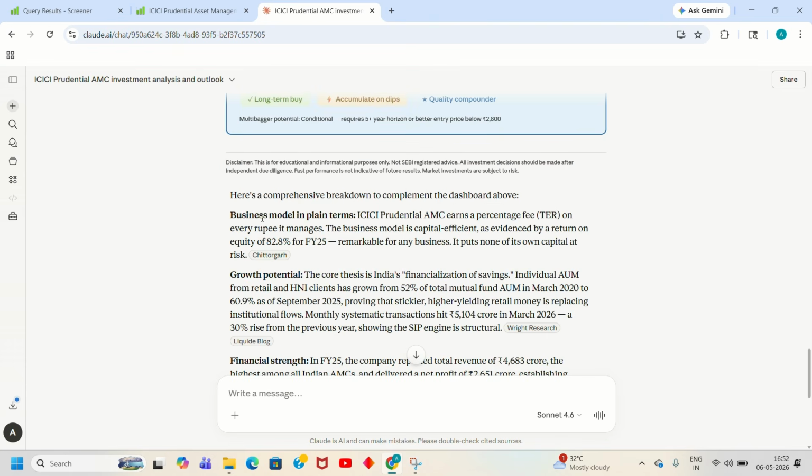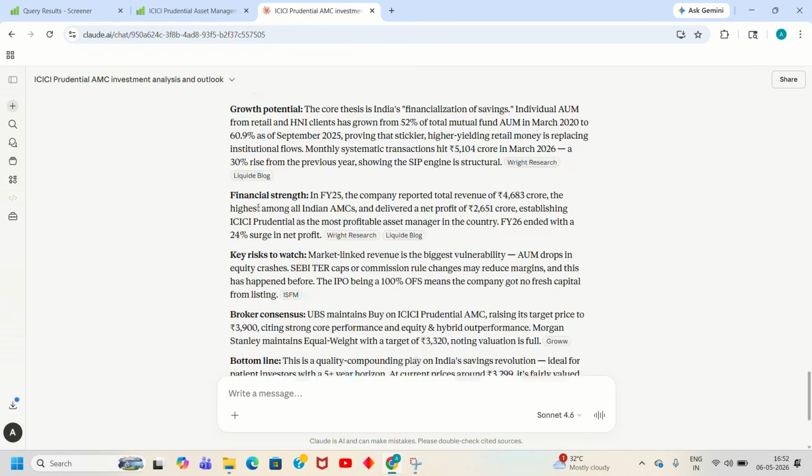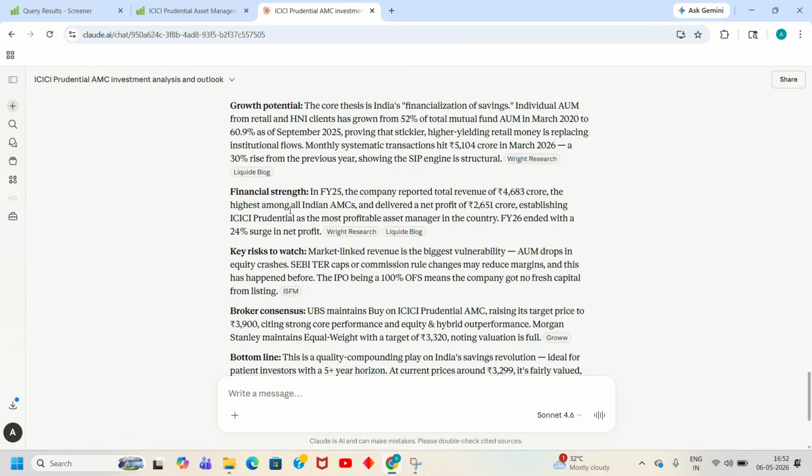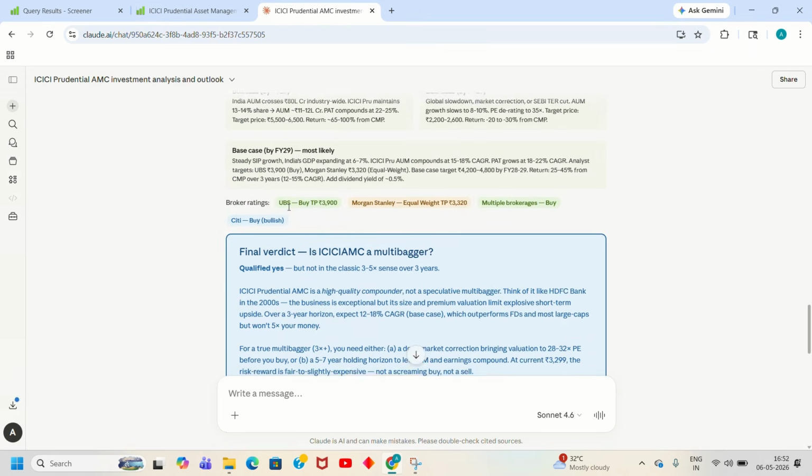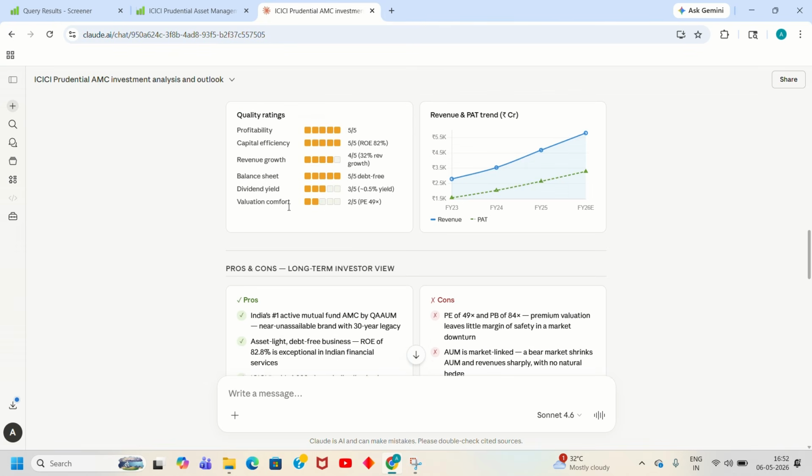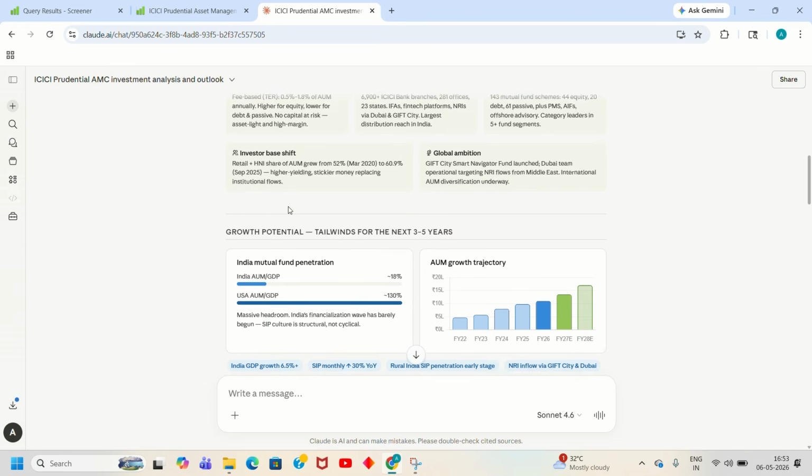So here they have also given a final verdict on the business model, pain points, and growth potential. They have also given an in-depth explanation of all this. So this is how you can actively verify high growth stocks and even multi-baggers with the help of AI.